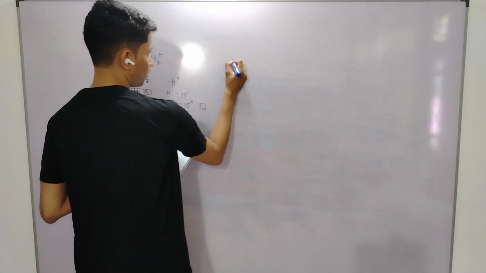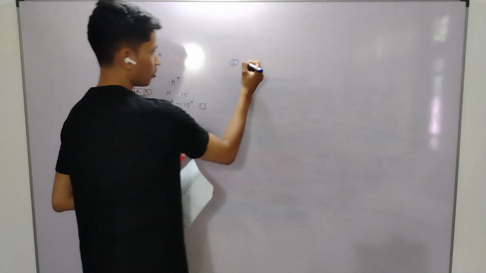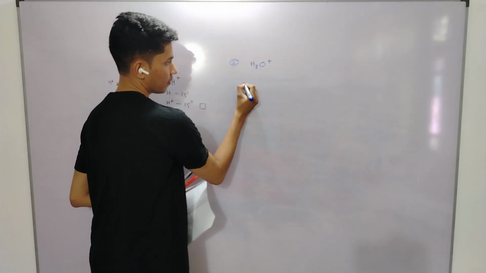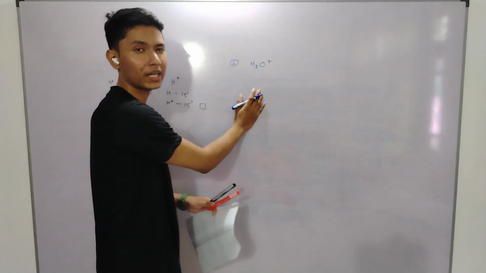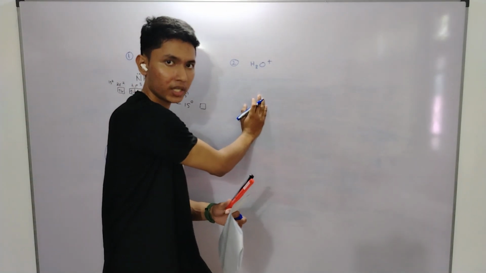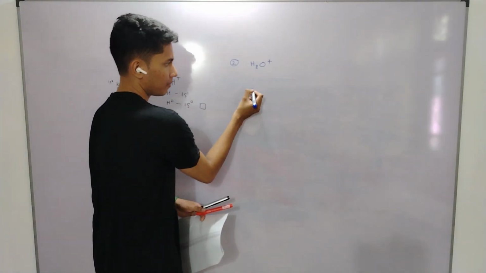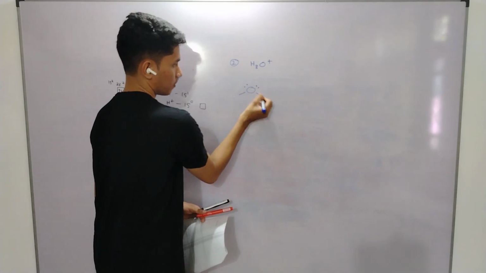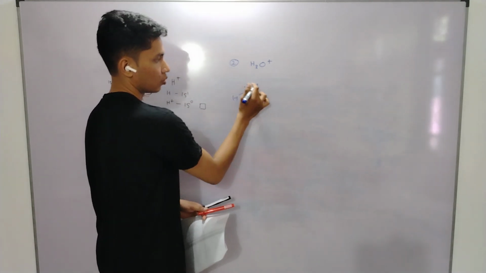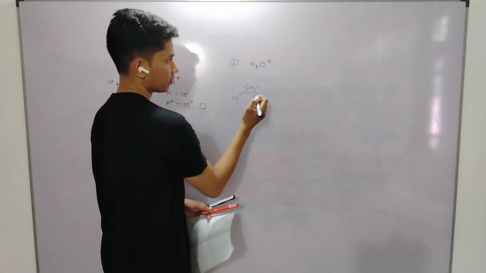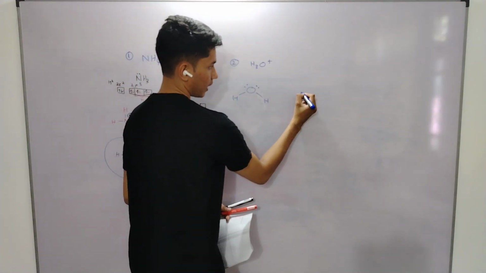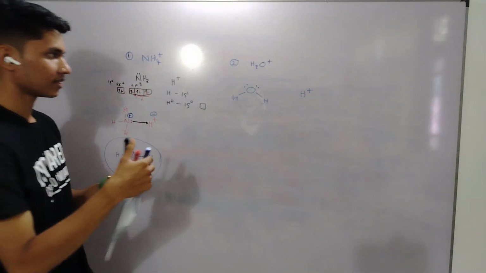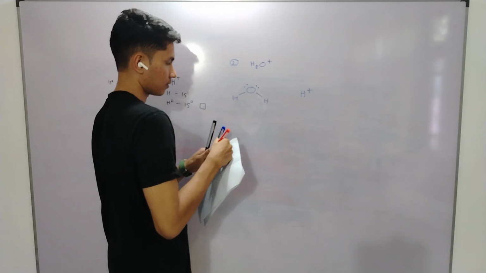The second example is H3O plus. Now this is the molecule. We will learn how to draw structures in the next video. For now, we'll just remember this is an H2O water molecule and H plus. The water molecule will donate its electrons to H plus. Okay.